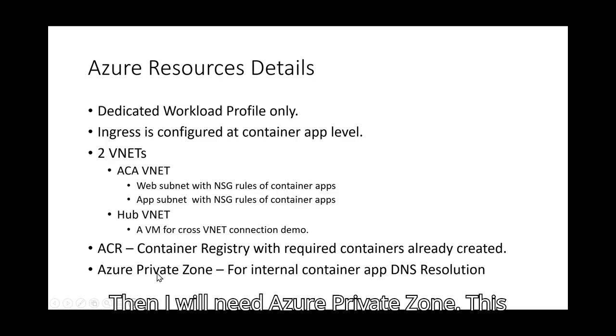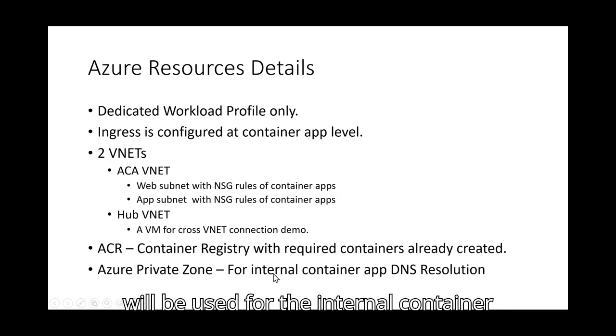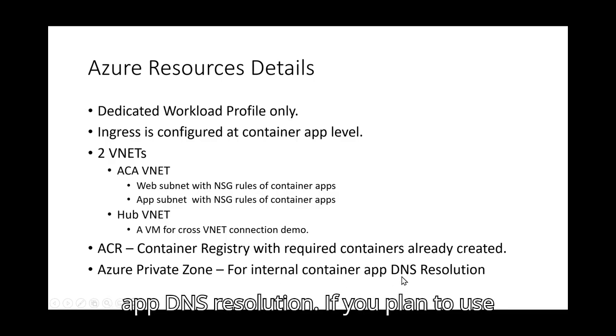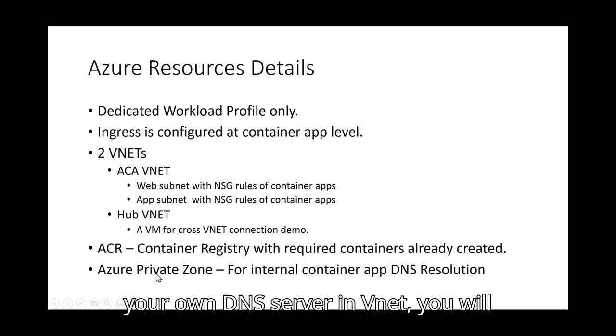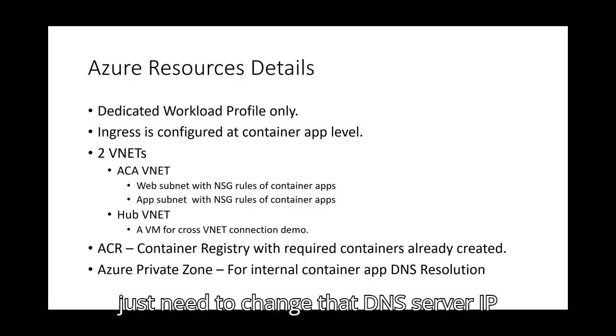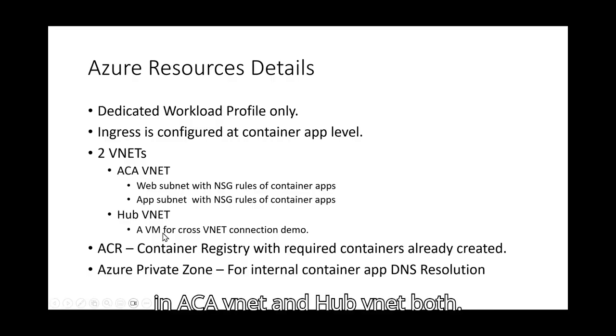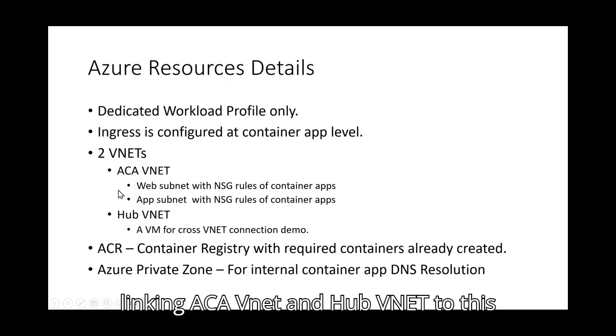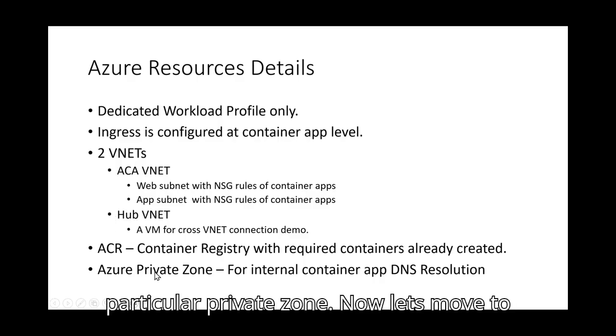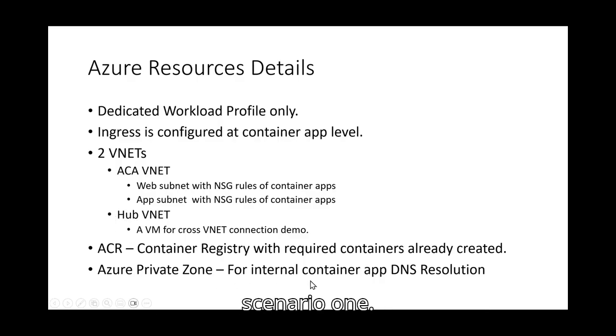Then I will need Azure Private Zone. This will be used for the internal container app DNS resolution. If you plan to use your own DNS server in VNet, you will just need to change that DNS server IP in ACA VNet and Hub VNet both. In my case, I'm going to use Azure Private Zone, and I will be linking ACA VNet and Hub VNet to this particular private zone. Now let's move to scenario one.